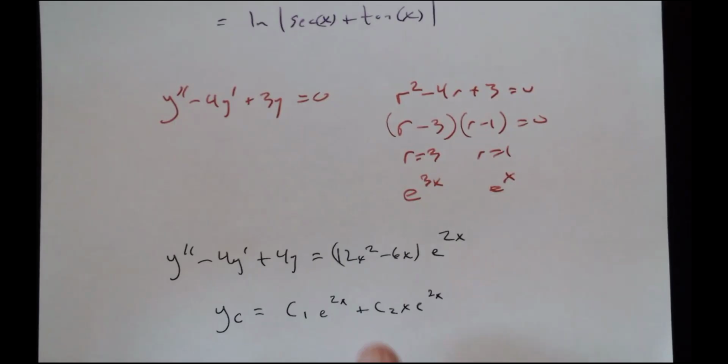Those matching e to the 2x's are what would bother us, right? With that in mind, what do I do about YP? If I were doing undetermined coefficients, I'd have to start adding more x's. But I'm not, I'm doing variation of parameters. So I need three 2x2 determinants, right?